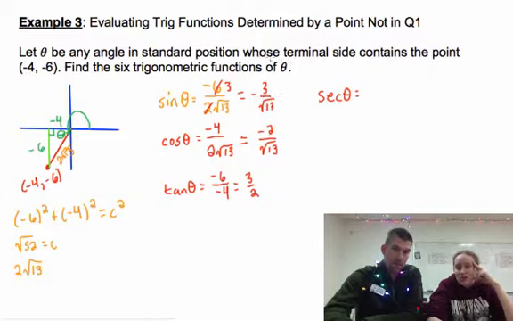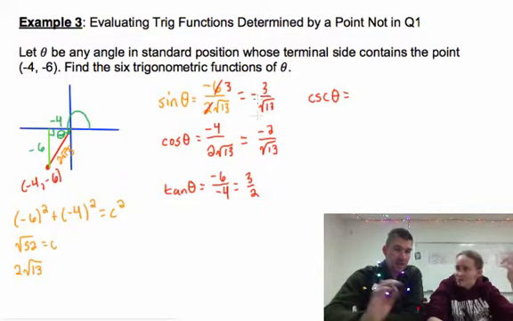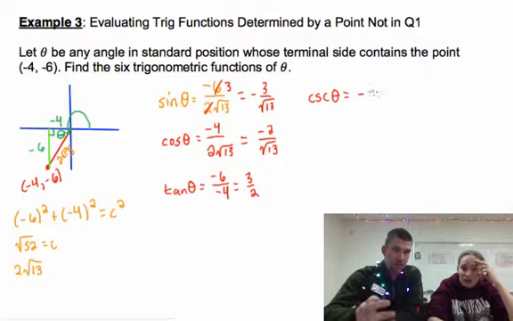So secant of theta, no, that's not what I write next. I write cosecant. Sine and cosecant go together. You were one step ahead of the game. Cosecant theta: flip this. Now when we flip, does that change the sign? The sign has to stay there. It's still a negative. The only thing we do is look at the reciprocal.